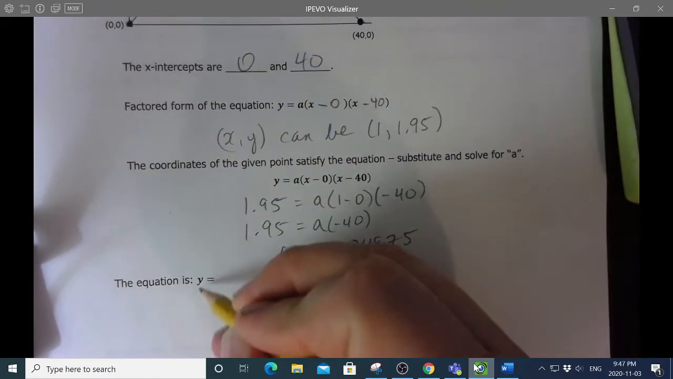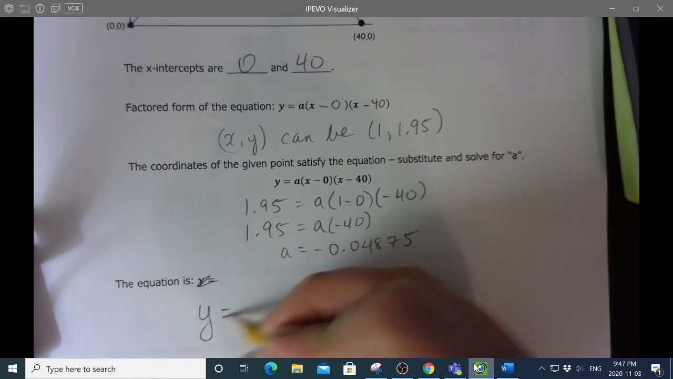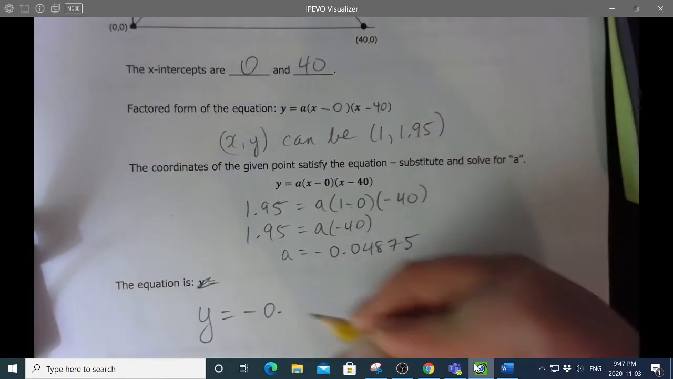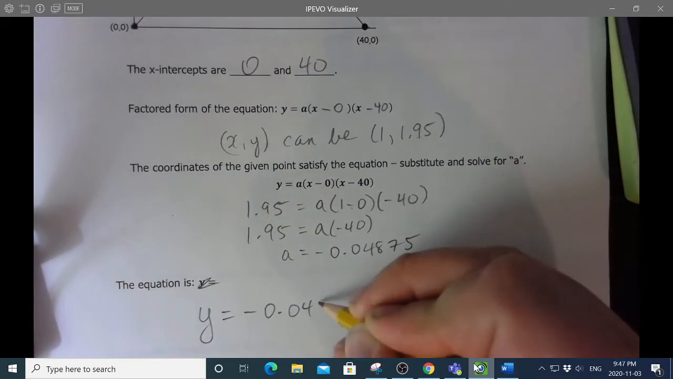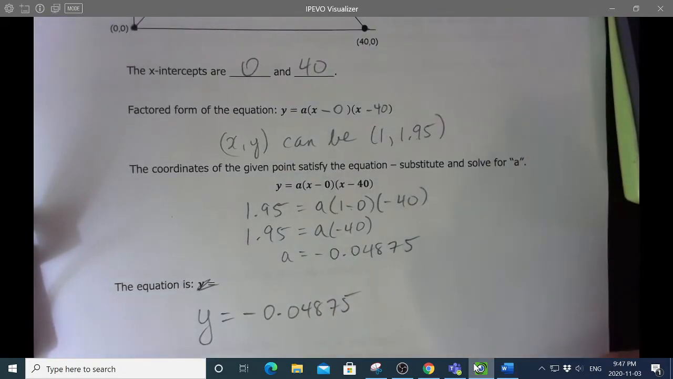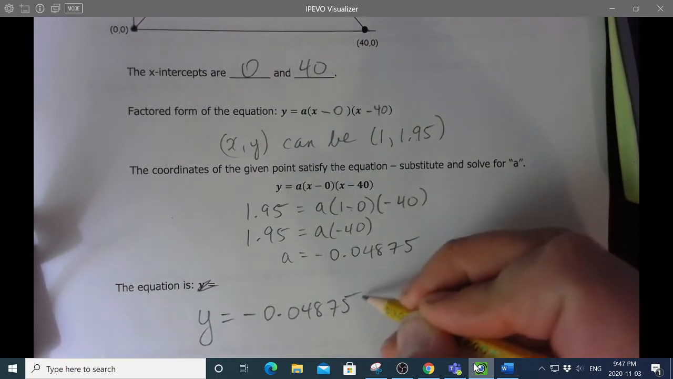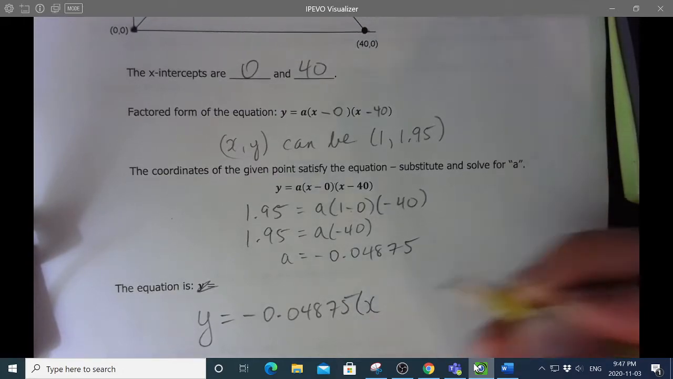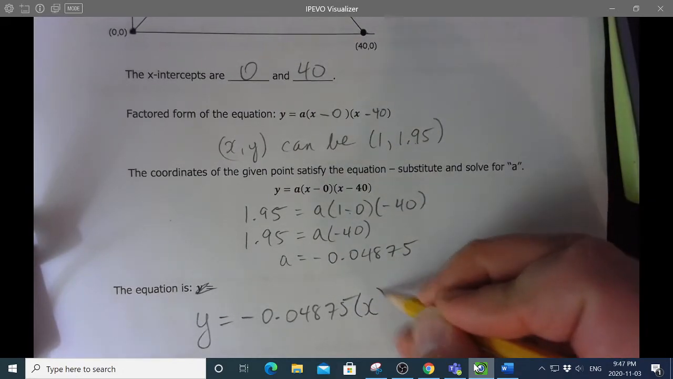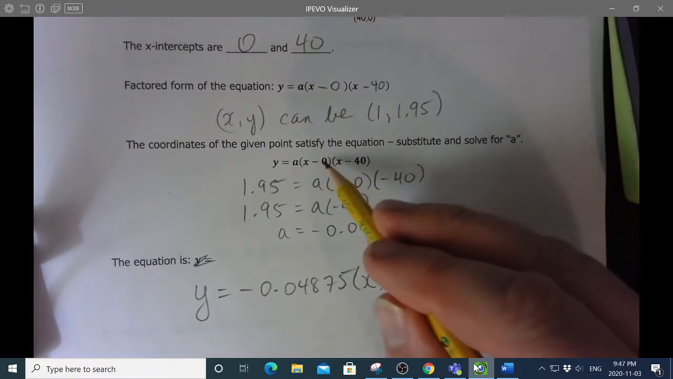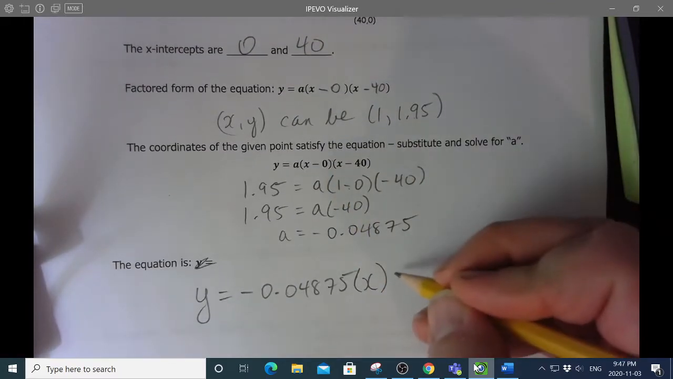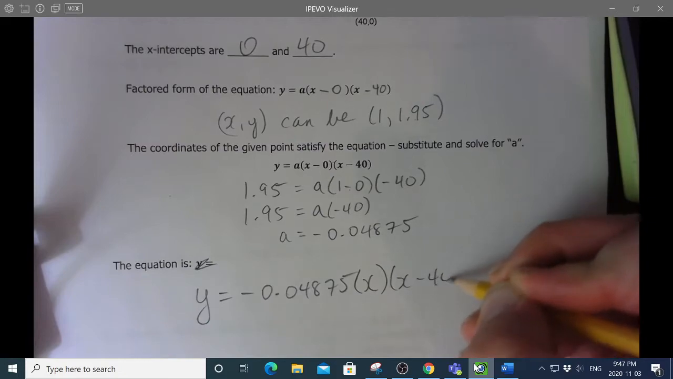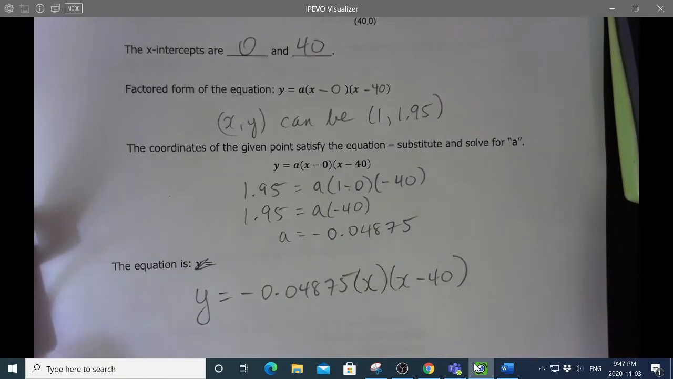My equation is, let me give myself some more room here. y equals negative 0.04875 times x. I'm not going to write x minus 0 again. I'm just going to write x because minus 0 is kind of a waste of characters, times (x minus 40). So that's my factored form.